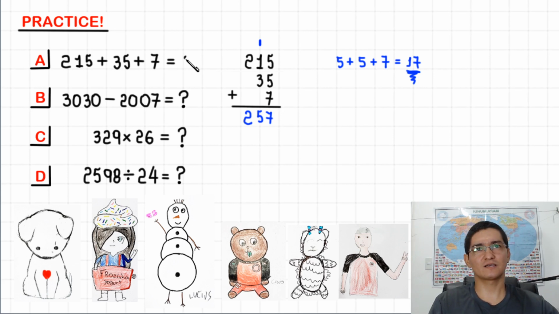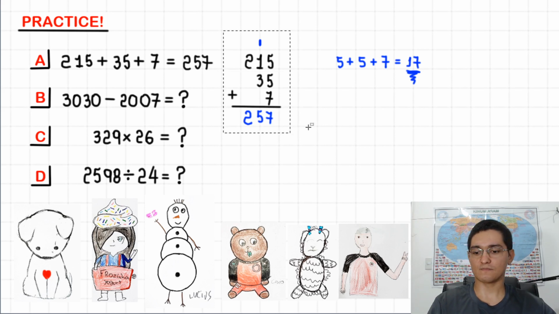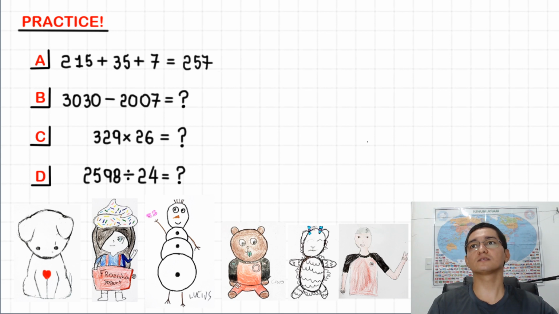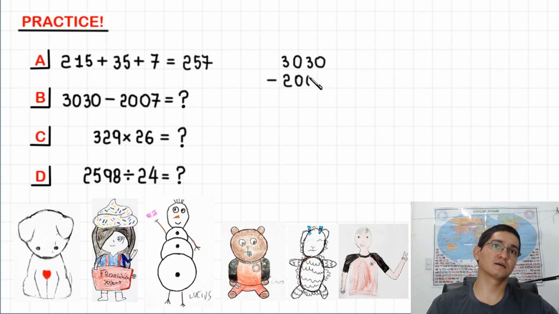The result here is 257. Let me erase this and also this, and we move on to subtraction. What is the subtraction that we have here? We have 3030, that's what I wrote here, and we want to subtract 2007.